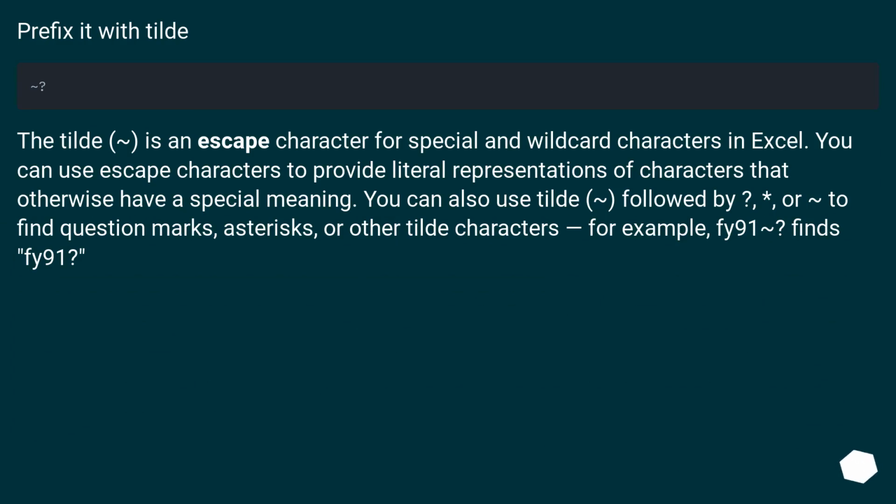Prefix it with tilde. The tilde is an escape character for special and wildcard characters in Excel. You can use escape characters to provide literal representations of characters that otherwise have a special meaning. You can also use tilde, followed by ?, *, or ~ to find question marks, asterisks, or other tilde characters. For example, fi91 tilde ? finds fi91?.